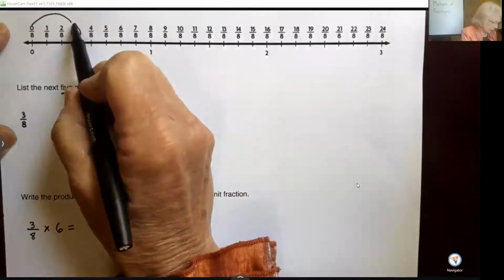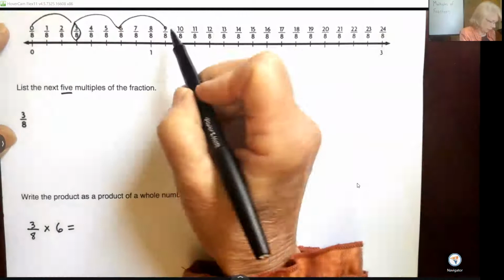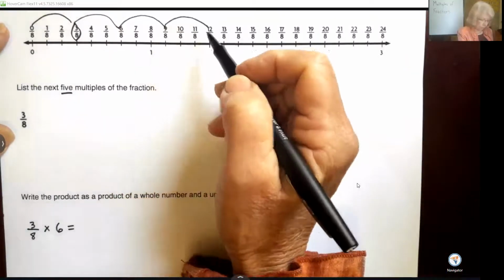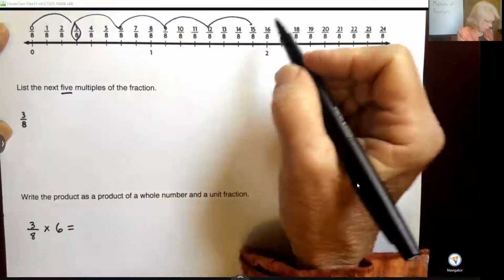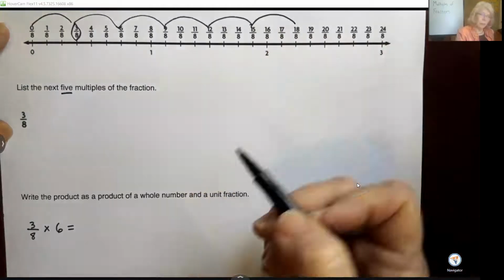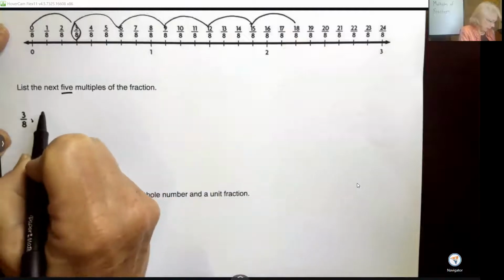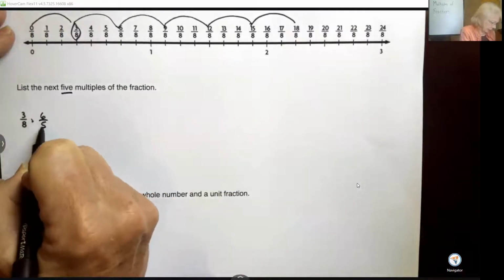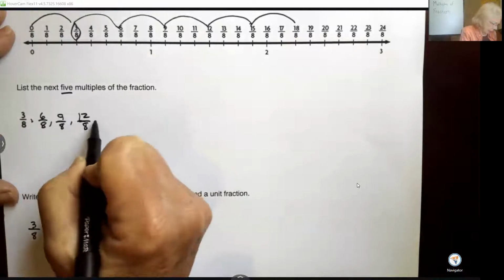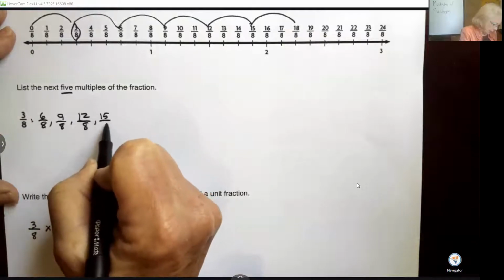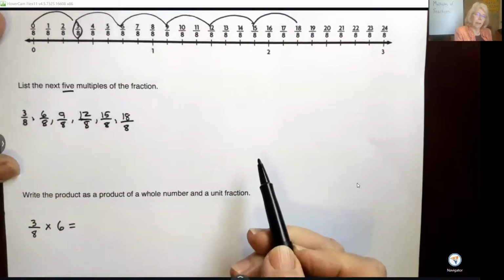So we go 3/8 over 3 more to 6/8, over 3 more to 9/8, over 3 more to 12/8, over 3 more to 15/8. How many do we have? 1, 2, 3, 4. We need 1 more. Over to 18/8. And we have to write the next 5. So that would be 3/8, 6/8, 9/8, 12/8, 15/8, and last one, you got it, 18/8. So we have an additional 5.